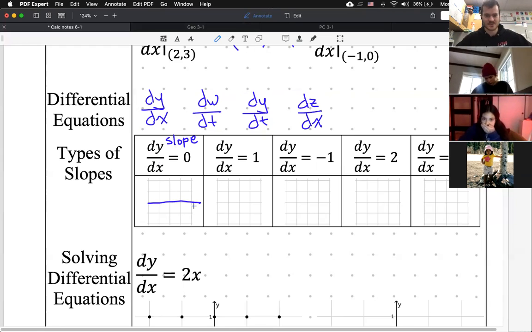All right, graph a slope of 1. Hopefully you went right 1, up 1. So there's your slope of 1. Graph a slope of -1. Hopefully you're going right 1, down 1. Graph a slope of 2. And again, you should be able to sketch these. I went right 1, up 2, right 1, up 2, just to make sure I got the slope of 2. And -2: right 1, down 2, right 1, down 2.